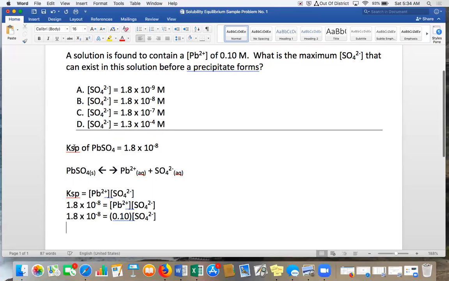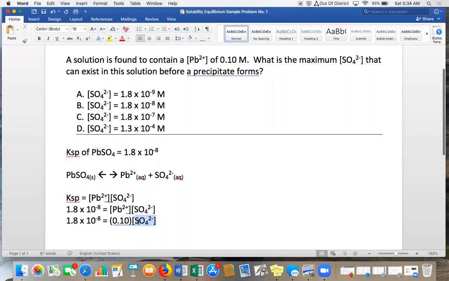Okay, and so from here, it's clear now that we have just one unknown, the concentration of SO4 2 minus in the equilibrium situation. So that would be in a saturated solution. And let's just be clear on what you're really being asked for. It says, what is the maximum concentration of sulfate that can exist in this solution before a precipitate forms? So that corresponds to a saturated solution because that kind of solution has the maximum amount of ions present, and then adding any more of the ions would cause a precipitate to form.